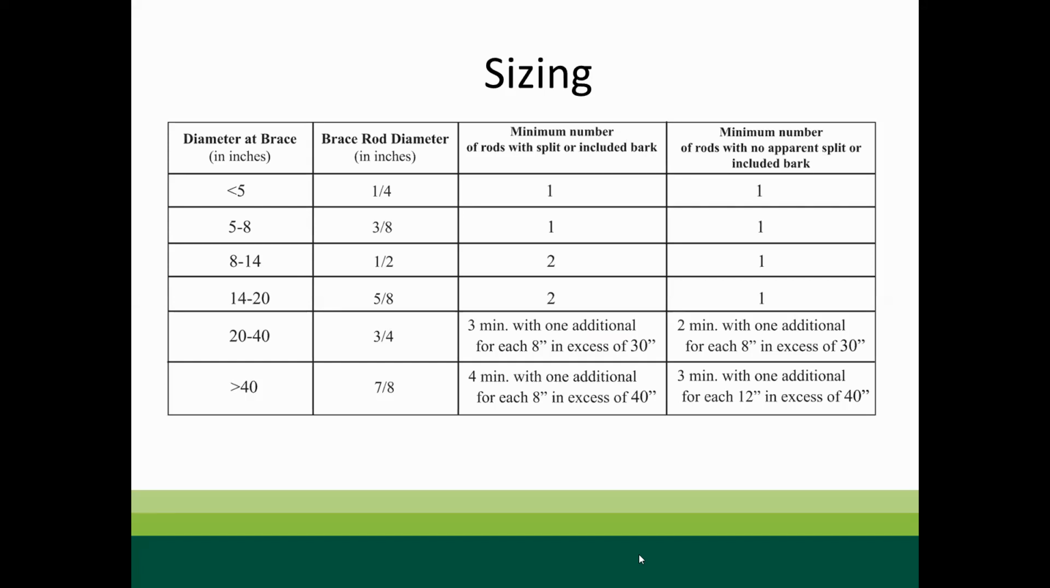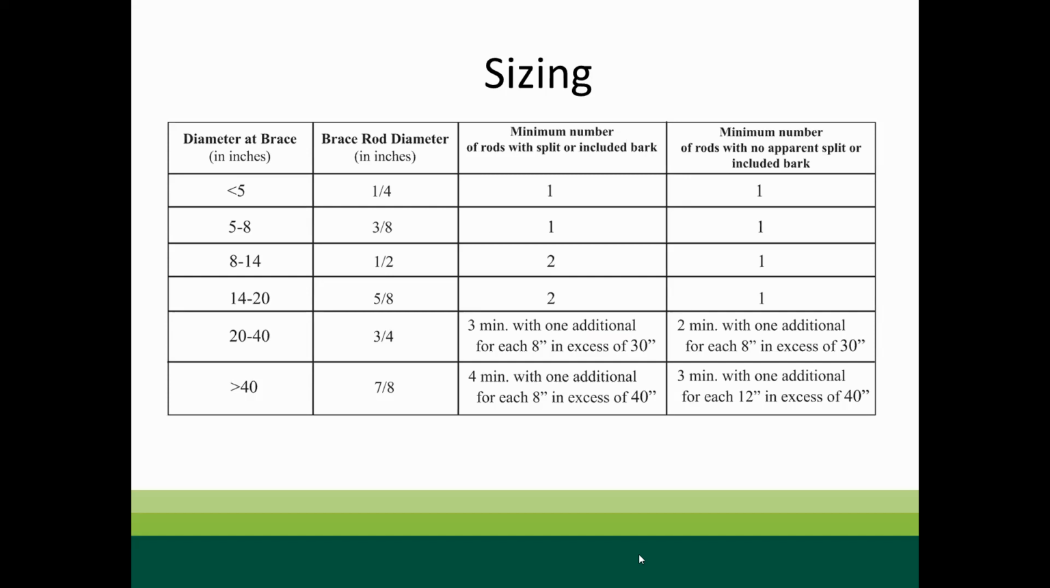The reason is, if you're drilling too big of a hole in a diameter, you're reducing the holding capacity of that wood. So that's why you have brace rod diameter to diameter of the bracing area. Hope that makes sense. And then we also have a minimum number of rods. When we're getting into that larger wood, we're normally bracing between the 8 to 20 inch wood at the bracing point. If it is a split or included bark, we're going to need at least 2 rods, and we'll get into where we place those rods.